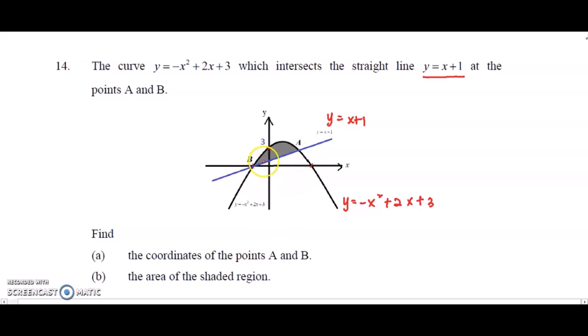First of all, to get the area of this shaded region, we need to get the intersection points first. One of the intersection points is clearly the x-intercept of both graphs. To get point A, we can equate these two equations, solve them simultaneously and get the intersection points first. So let's see how I'm going to do it.